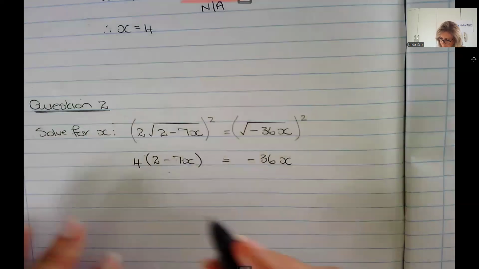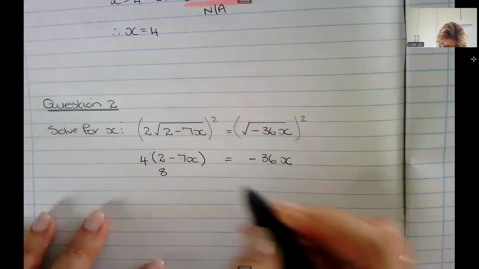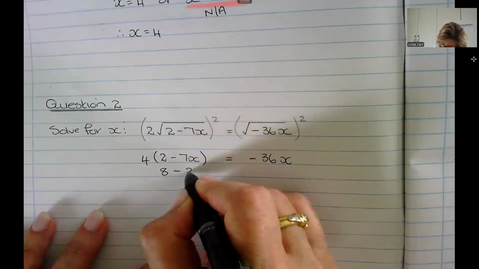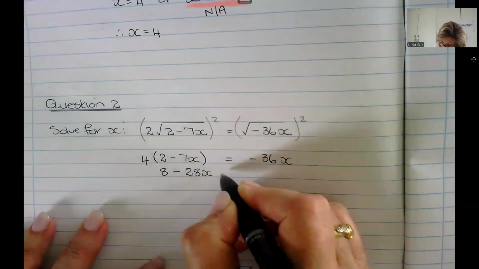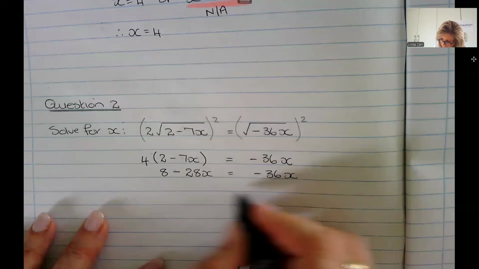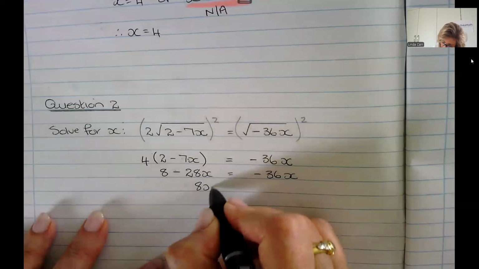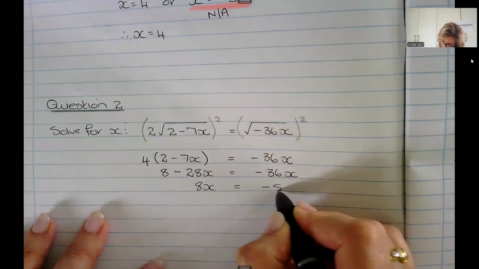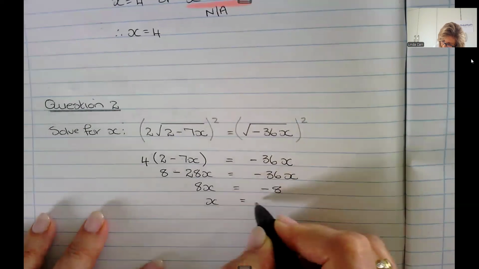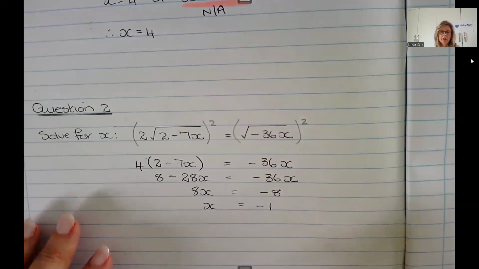Okay, now it becomes a very, very ordinary equation. So we've got 8, it's not even quadratic, 8 minus 28x equals minus 36x. But bring the 36x to the left, I'm going to go minus 28 plus 36 is 8x. So x is -1. If it worries you, you can go back and check to see whether it actually works.